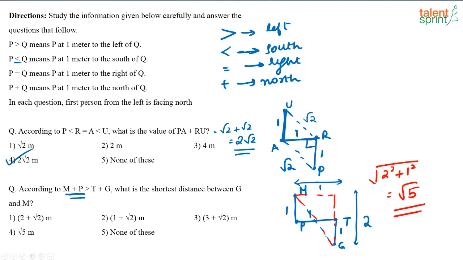So your answer here, what is the shortest distance between G and M? That is nothing but the hypotenuse, which is equal to option 4, root 5. Okay, clear? So the answer here is root 5 meters. Very easy set, right? This was.